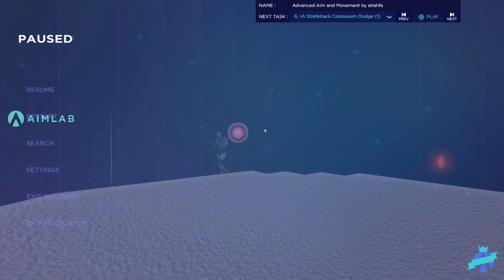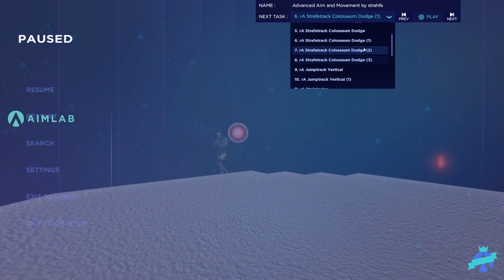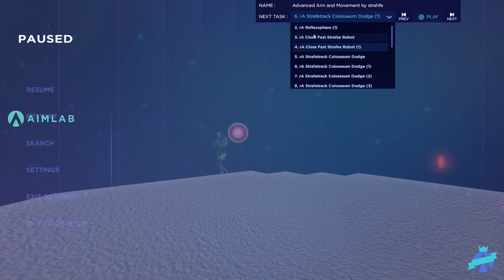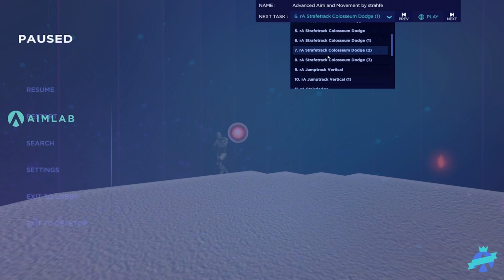Alright guys, so moving on, and probably my favorite and the most important scenario in this routine, I would say, is RA strafe track Coliseum dodge. As you can see, I have 4 plays for this one compared to 2 for most, as well as stair dodge here, which is another movement one I'll get into. But for this one, this is a great one to practice your anti-mirroring fundamentals on.